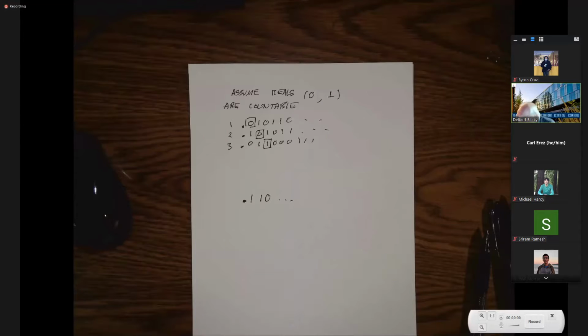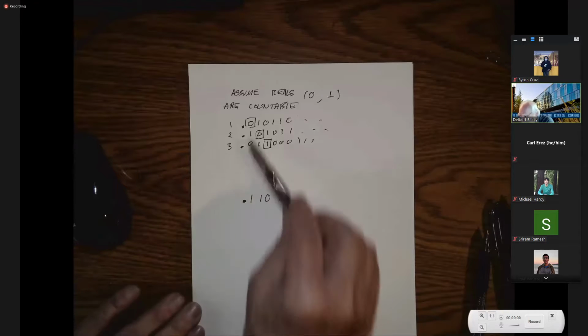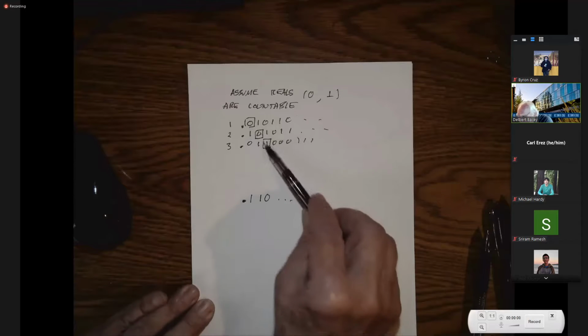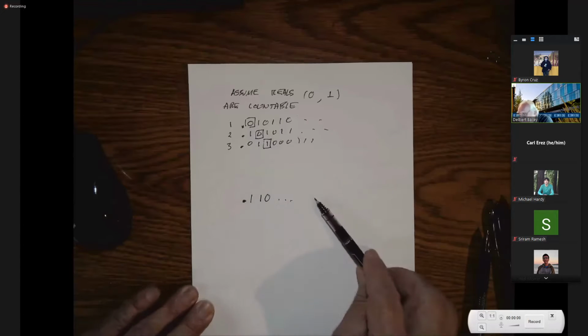This argument is called, well, part of it is we have an argument by contradiction. Another characteristic of this one that we'll see in some future proofs we do too is called a diagonalization argument. And that comes from the fact that we're making use of the values on this diagonal in our argument.